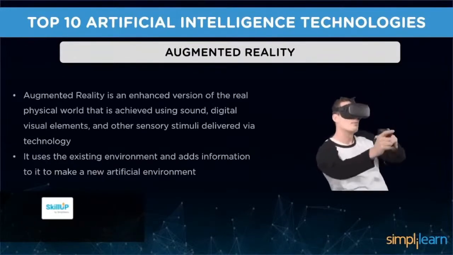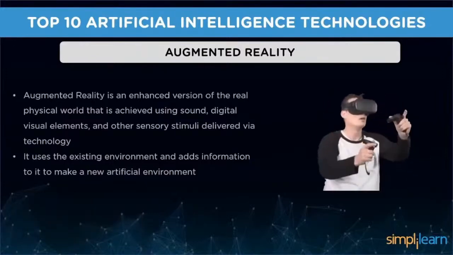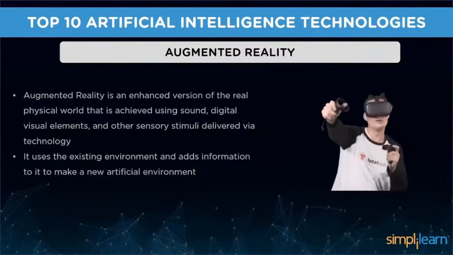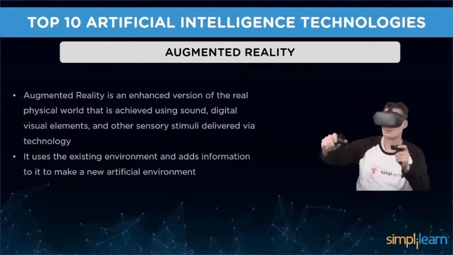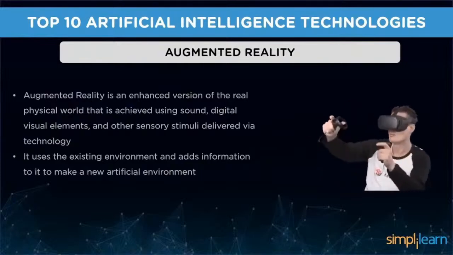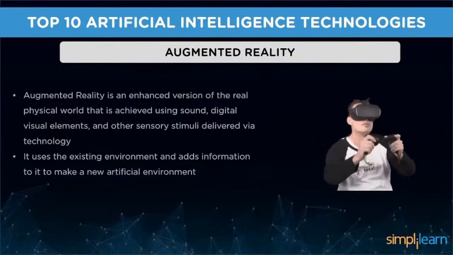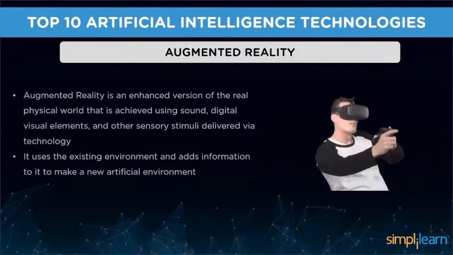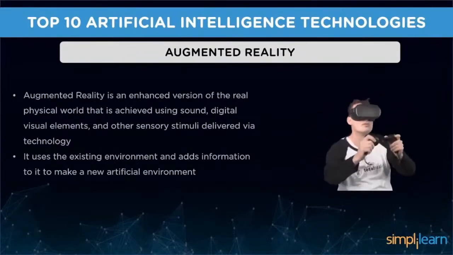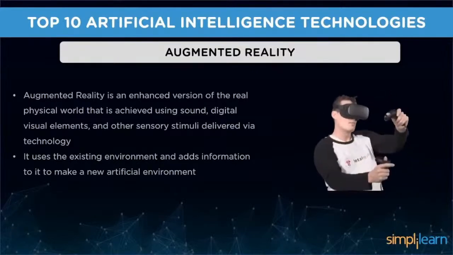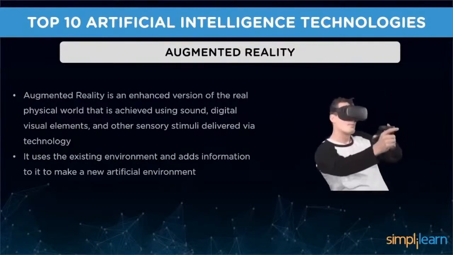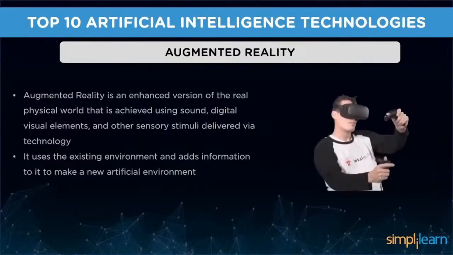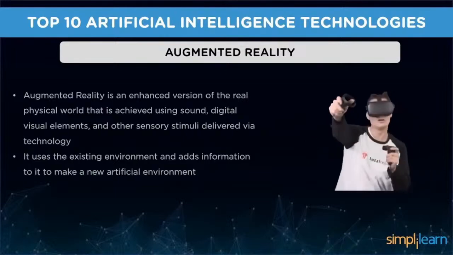Augmented reality. Yet another trendy technology in the field of artificial intelligence, augmented reality is an enhanced version of the real physical world that is achieved using sound, digital visual elements, and other sensory stimuli delivered via technology. Augmented reality uses the existing environment and adds information to it to make a new artificial environment. It alters the perception of the real-world environment. Augmented reality is making its way into several retail stores that make makeup selection and furnishing much more fun and interactive.